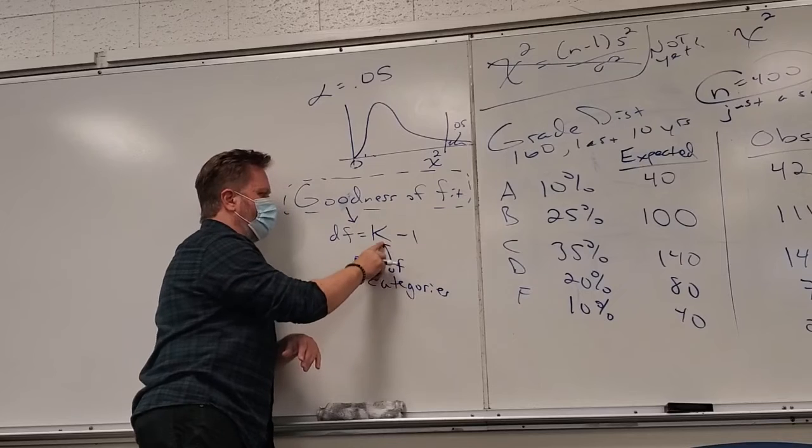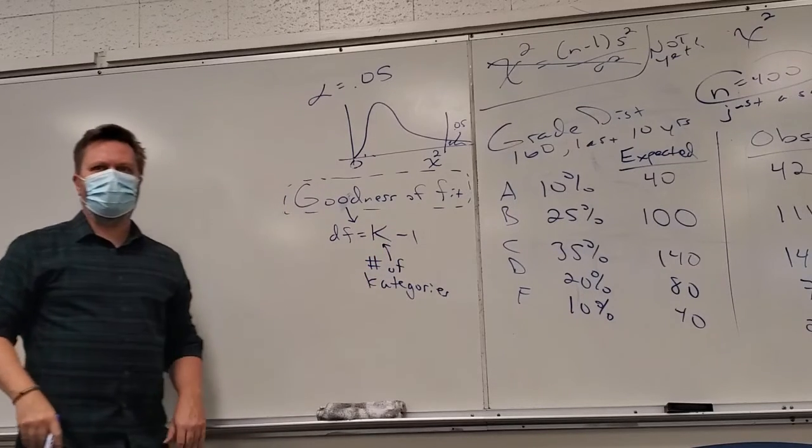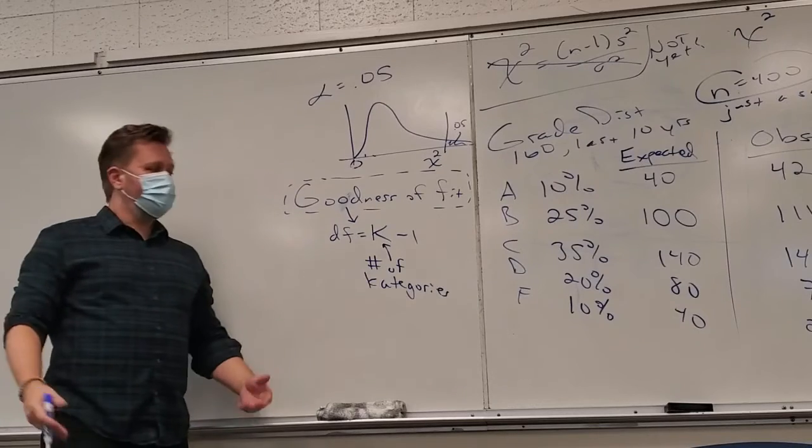We use K because apparently some math people could not spell categories at one point in the past. That's the drunk history of this.